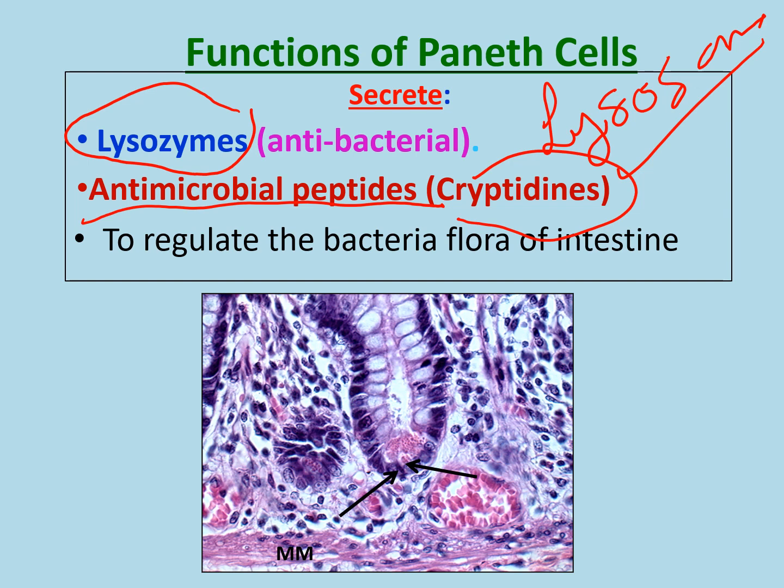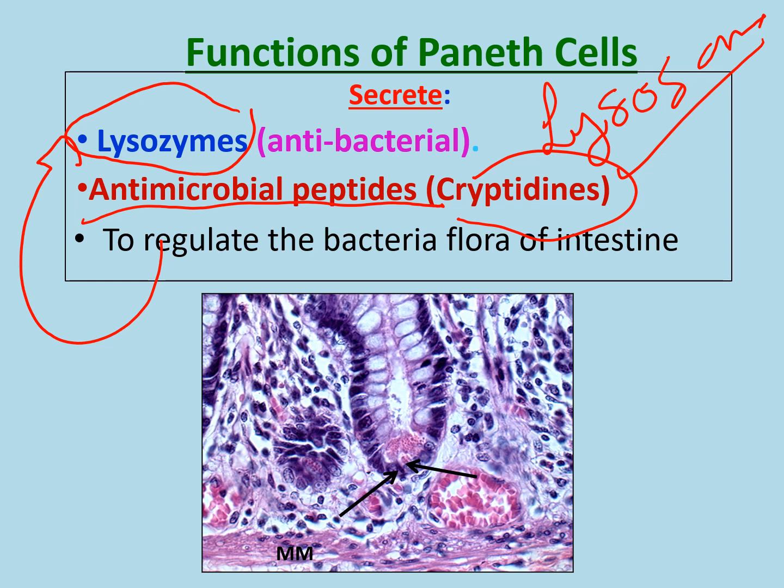Normally, we have bacterial flora in our intestine. What prevents it from being pathogenic or from overgrowth of these bacteria? It is the peptide secreted by the Paneth cell, which is lysozyme. It is an antibacterial peptide.